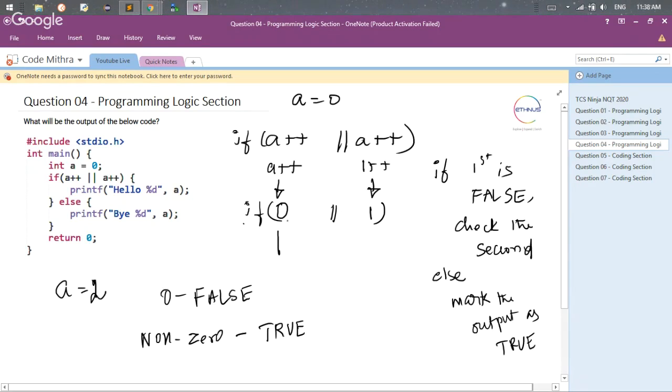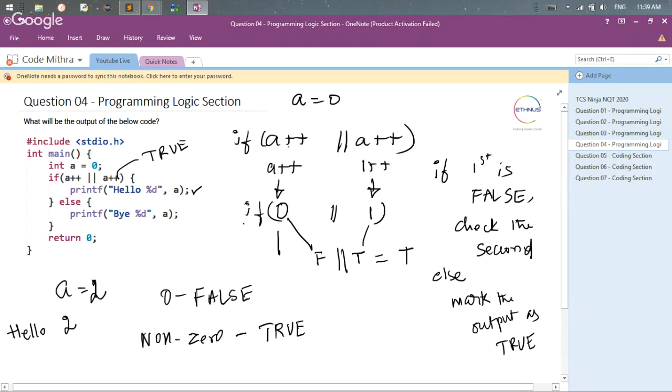Now 0 stands for false, 1 stands for true in C, because 0 is a zero-valued integer that becomes false, and 1 is a non-zero integer that becomes true. So false or true would get evaluated to true. That means this statement is true now. Once this statement is true, I'm definitely going to execute this. So the answer will be hello, %d comma a is 2. So the answer for this will be hello and 2.